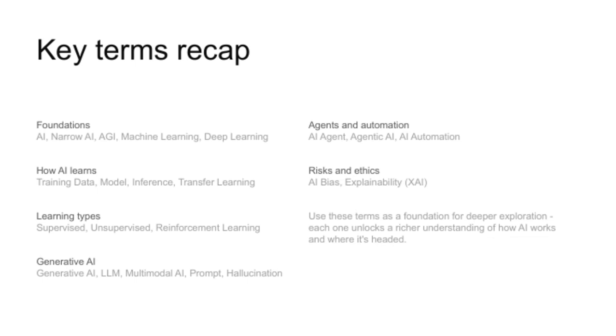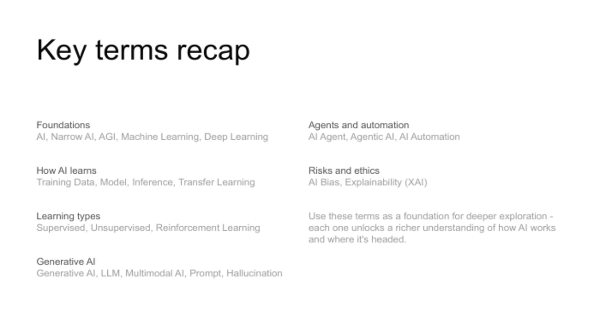It starts with training data, which feeds the model, and then the model processes this data to make inferences. Transfer learning allows models to apply knowledge from one task to another, speeding up learning and improving efficiency. There are different learning types as well. Supervised learning uses labeled data, unsupervised learning finds patterns in unlabeled data, and reinforcement learning involves learning through trial and error with rewards. Then we come to generative AI, which can create new content.